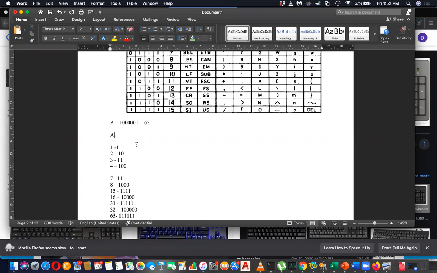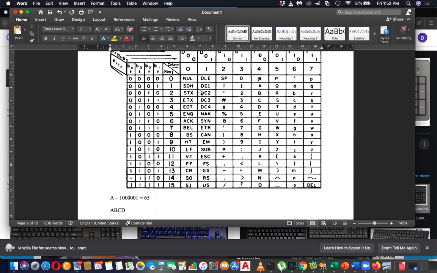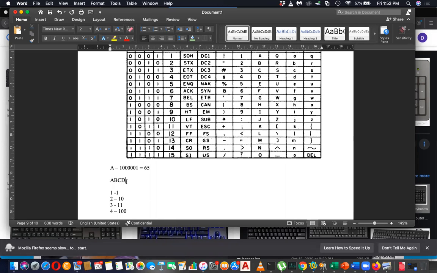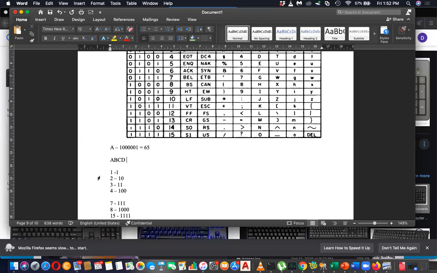Alt plus 66 is B, 67 is C, 68 is D. This is how you get letters. Then you can try these symbols: Alt 64 is the at mark. Likewise, there are keys assigned in your keyboard, and you can give them as symbols.